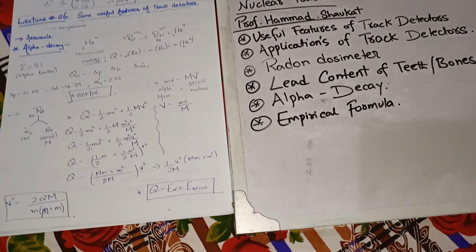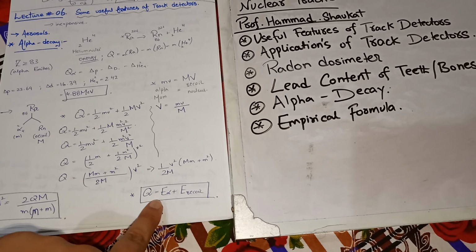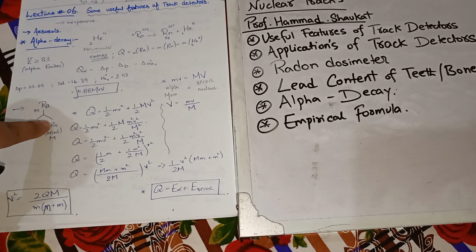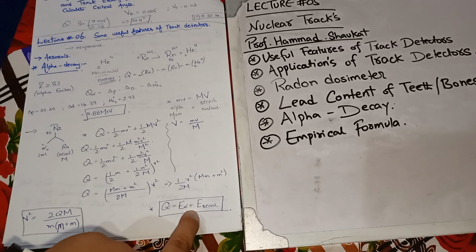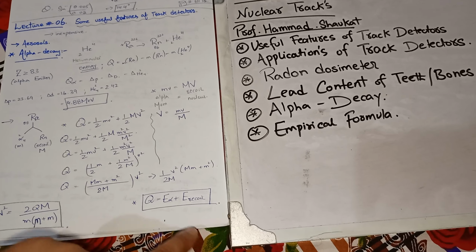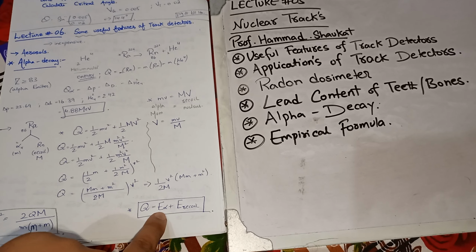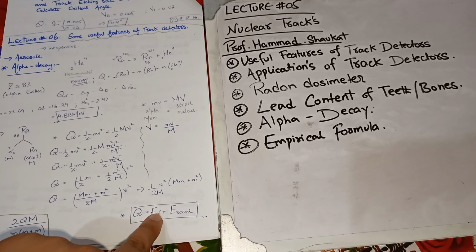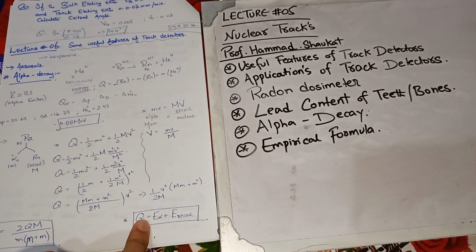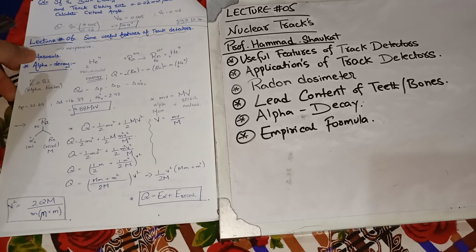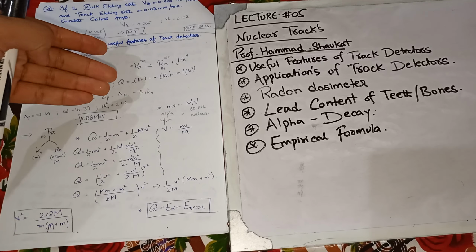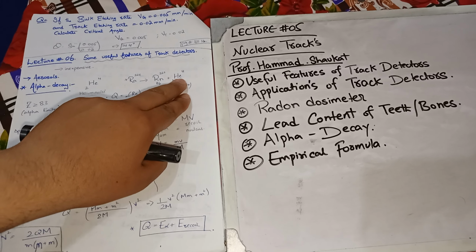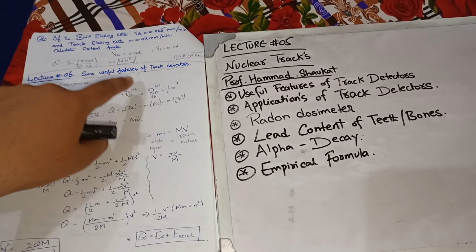We know that the total energy is the sum of the alpha particle energy plus the recoil energy. If Q value and E alpha are given, I can easily find the recoil energy. If Q and recoil are given, I can easily find E alpha. If these two are given, I can easily find the total energy. These are the relationships, because momentum is conserved, and the total energy must equal the sum of the alpha particle energy plus the recoil energy of the radon.